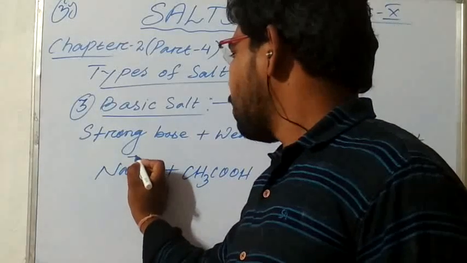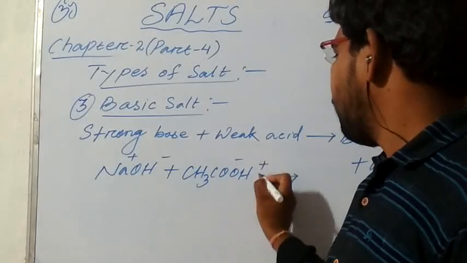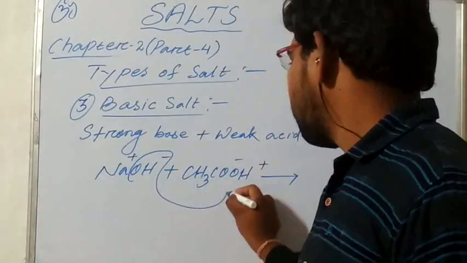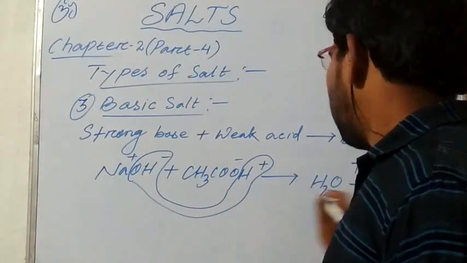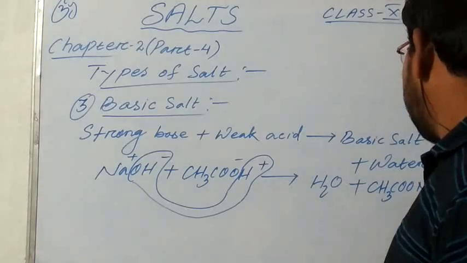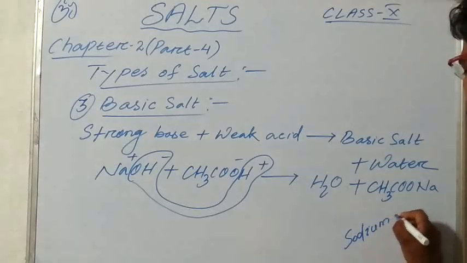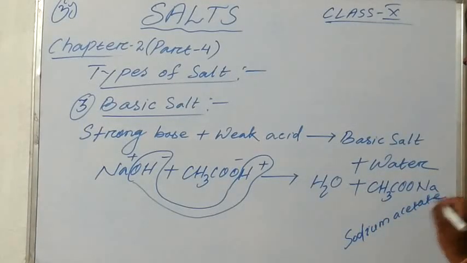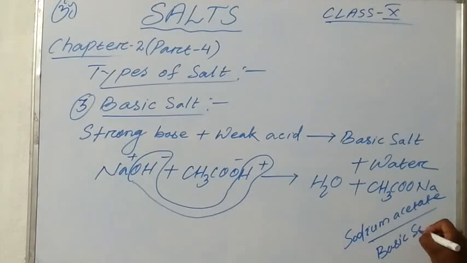Here Na+ ion and OH- ion are formed. Here CH3COO- ion and H+ ion are formed. The OH- and the H+ ion combine to form water, H2O. Na+ and CH3COO- form the salt sodium acetate. Okay, this is one example of a basic salt, sodium acetate.